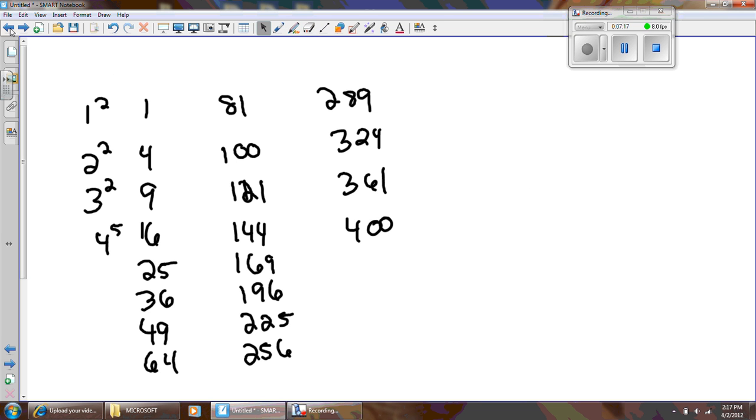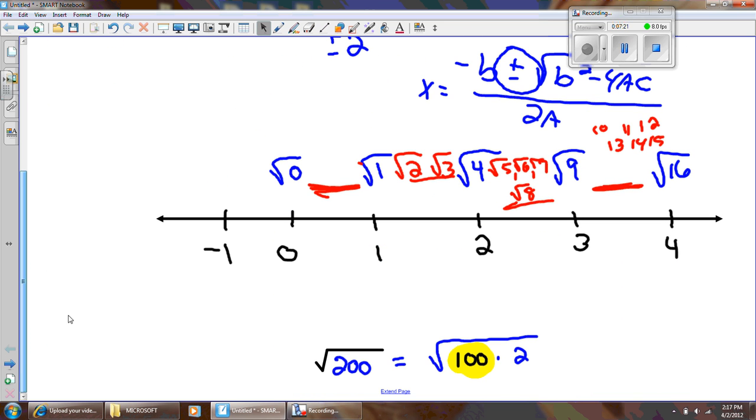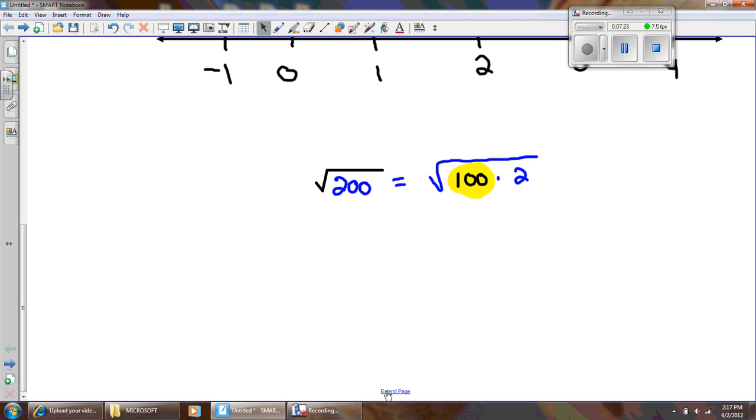So let me get back to my problem here. And I know that 100 is the largest perfect square. Now you can pick any perfect square, but I'm telling you, pick the largest one. So I can rewrite this as 10 times 10 times 2. And here's where the dating part comes in. Usually for a date, you need a pair, right? You need one boy and a girl. 2 of the same kind.